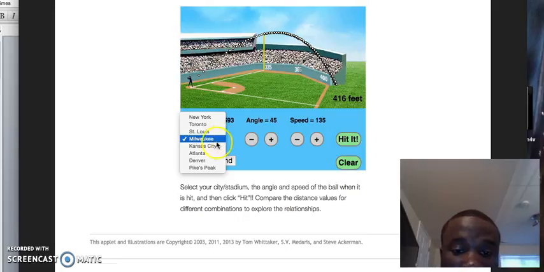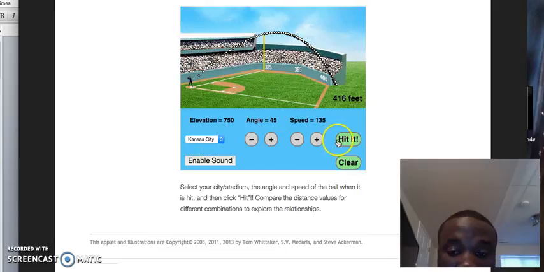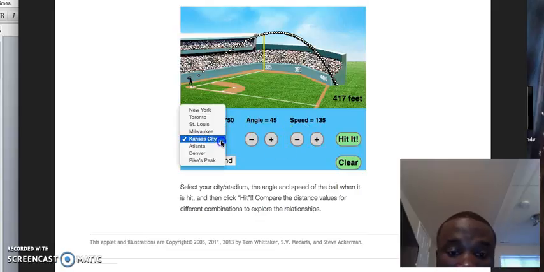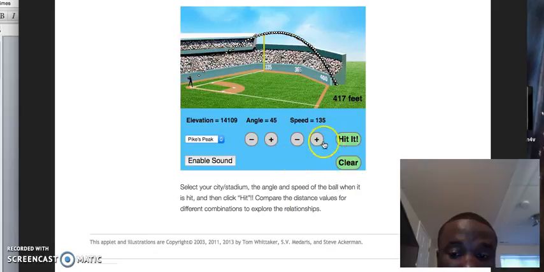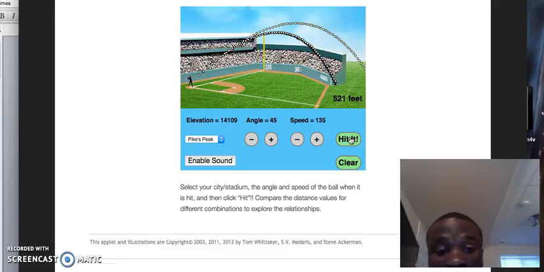But let's say we go to Kansas City, which has an elevation of 755, with the same angle, so the ball travels a lot faster. But if I go ahead and go to the highest elevation with the same angle, so it's even harder. With the higher elevations, the ball spends a lot of time in the air.